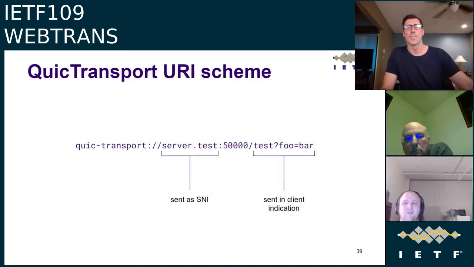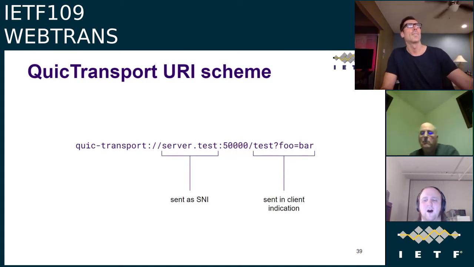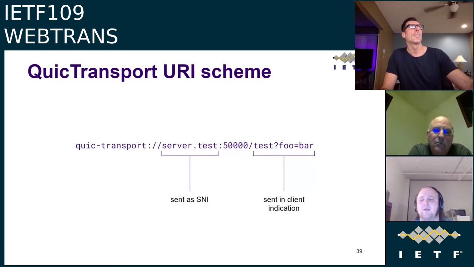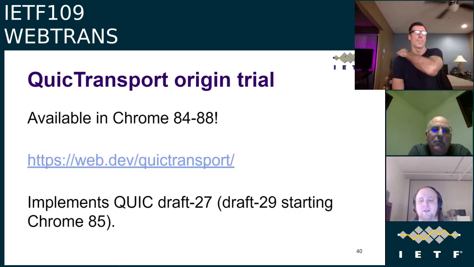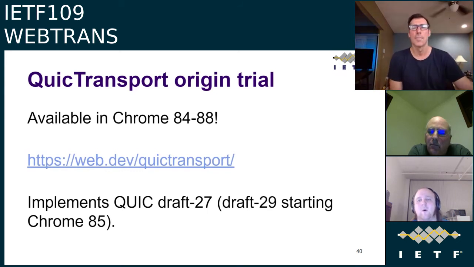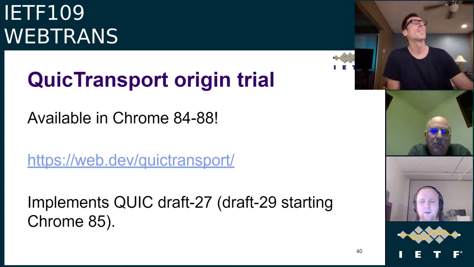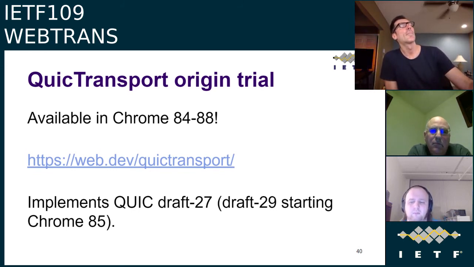This is an example of how the QUIC transport URL scheme works. I've not updated the slide, but all of the highlighted values are now sent completely in the handshake. So that's another update slash improvement. Next slide. As a reminder, this draft is actually implemented in Chrome, and there are instructions on how to do things with it. I think Bernard already went over this earlier today, so I'm not going to go back into it.